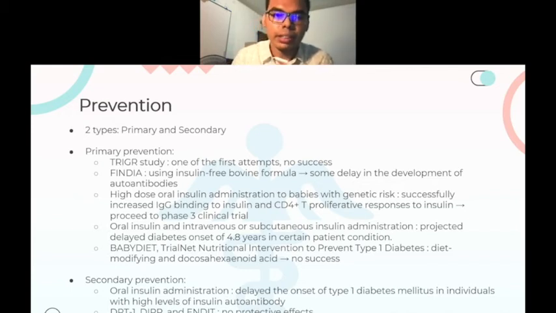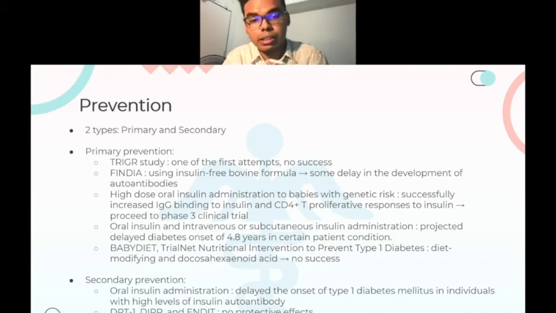The primary prevention includes the TRIGR study, FINDIA, high-dose oral insulin administration to babies with genetic risk, oral insulin and intravenous or subcutaneous insulin administration, and baby diet and nutritional intervention trials to prevent type 1 diabetes. These studies have shown no success, but high-dose oral insulin administration successfully increased IgG binding to insulin and CD4 plus T-cell proliferative responses to insulin, and oral insulin and intravenous or subcutaneous insulin administration showed a projected delayed diabetes onset of 4.8 years in certain patient conditions.